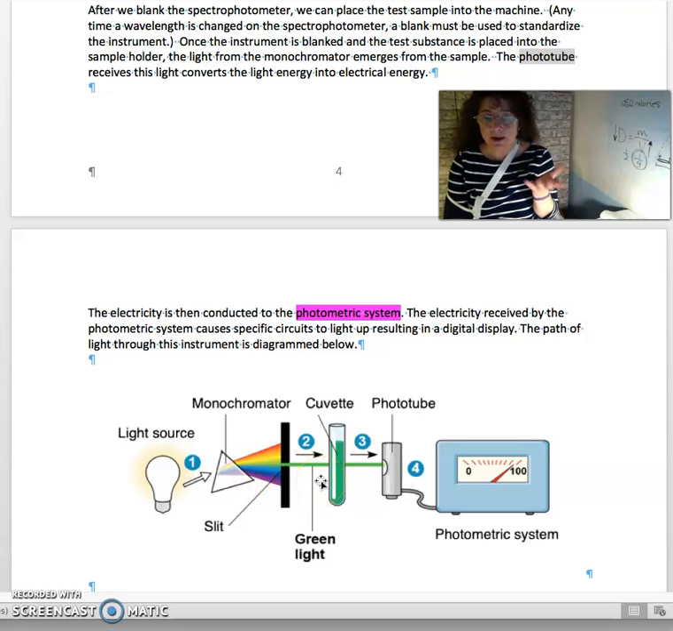In this case, we're looking at green and what is transmitting through to the phototube. The phototube receives the amount of light energy that is not absorbed by the molecular compound in the cuvette. The phototube receives this transmitted light energy, the green wavelengths that come right through the molecular compound, and it converts the light energy into electrical energy. Now we're going to stop there for a second because the analysis is done in the photometric system, but we want to stick with the data for right now.